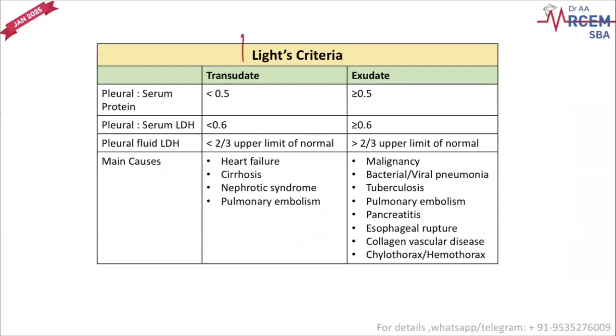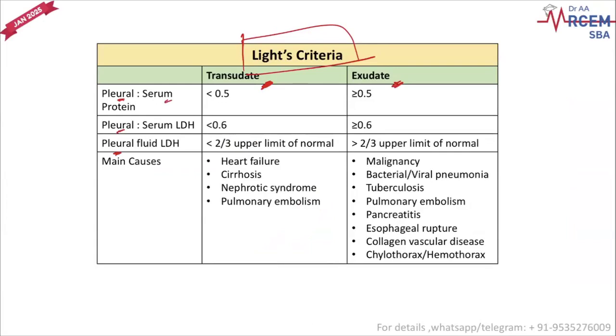Sometimes they might test you on Light's criteria. Again, it is more for the physicians. It's slightly on the low yield side. But you never know, they might test you on this. Light's criteria will help you differentiate the aspirated fluid from the pleural space, whether it is a transudate or an exudate. The thing you need to remember is that the pleural fluid value always comes first, followed by the findings of the serum.